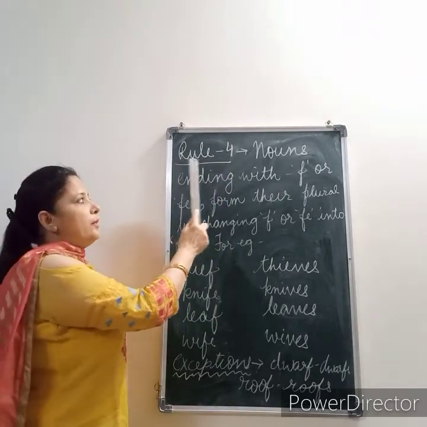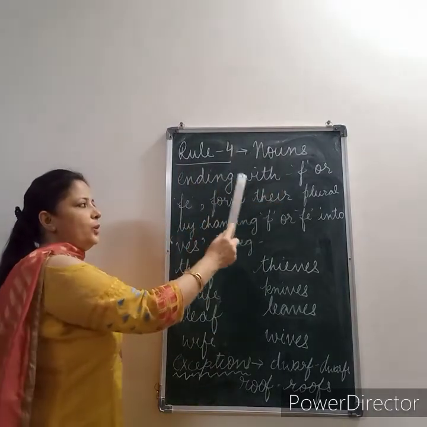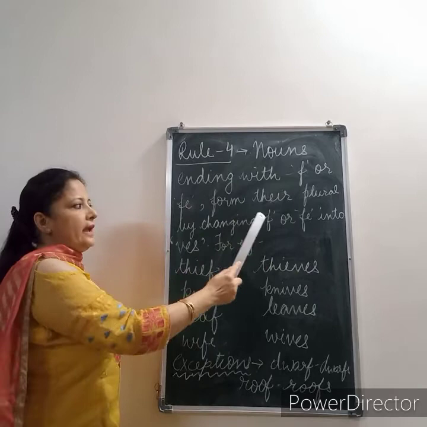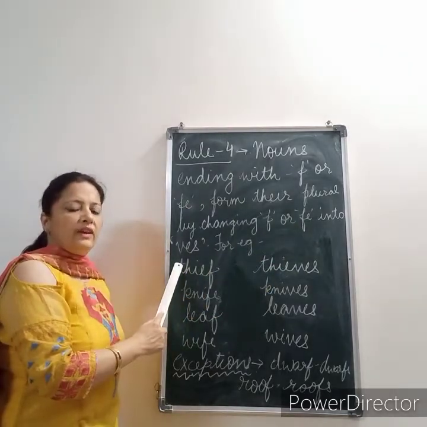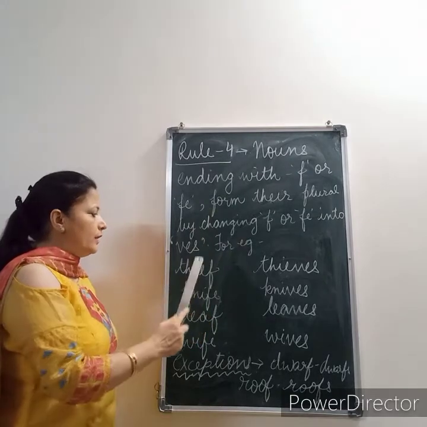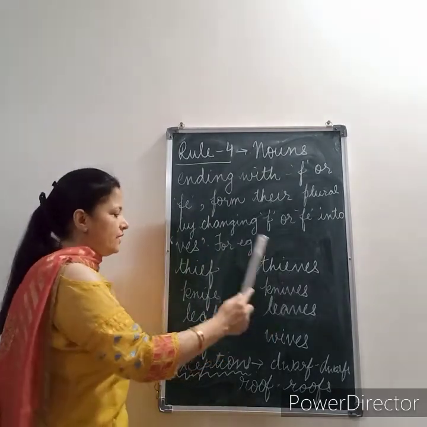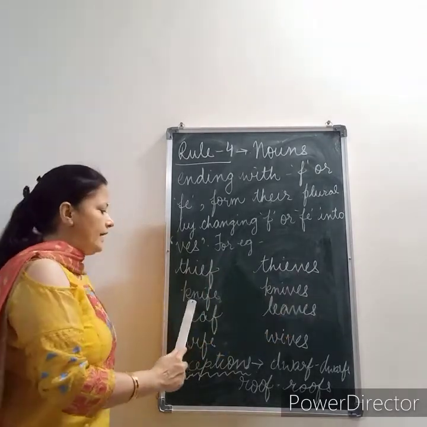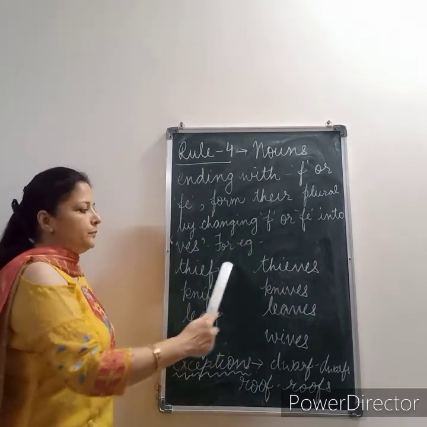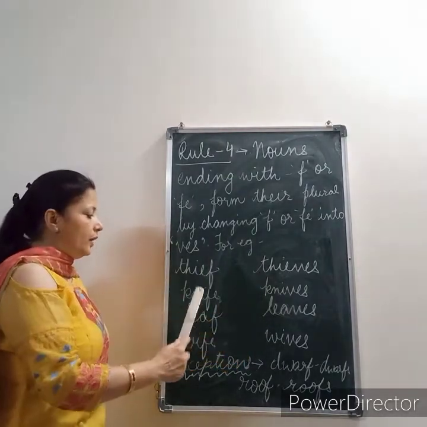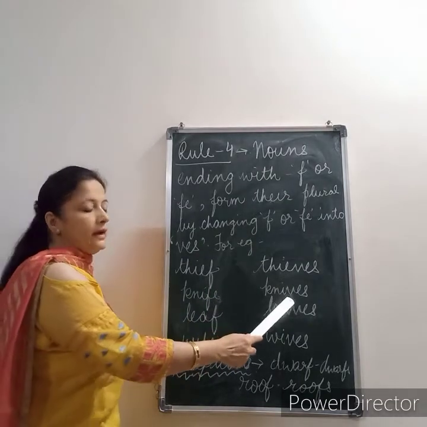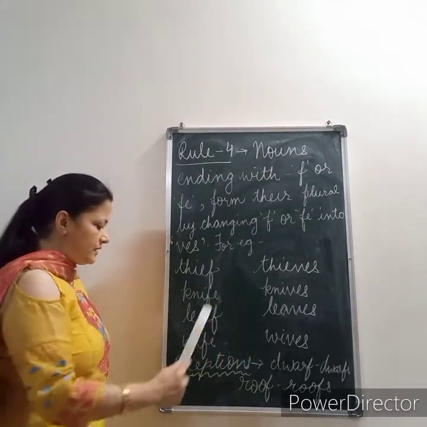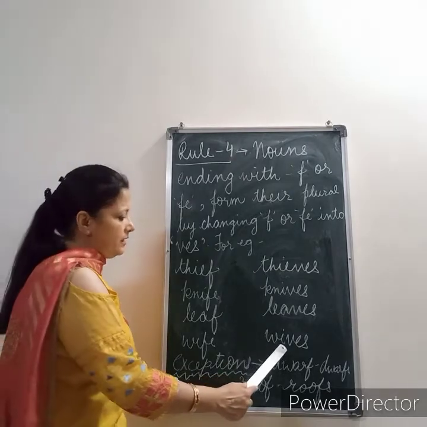Rule number 4. Rule number 4 says that nouns ending with f or fe form their plural by changing f or fe into ves. For example, the word thief becomes thieves. Here, the letter f is replaced by ves. The next word is knife. Here, the plural becomes knives. The fe is replaced by ves. The next word is leaf, which becomes leaves. The word wife becomes wives.